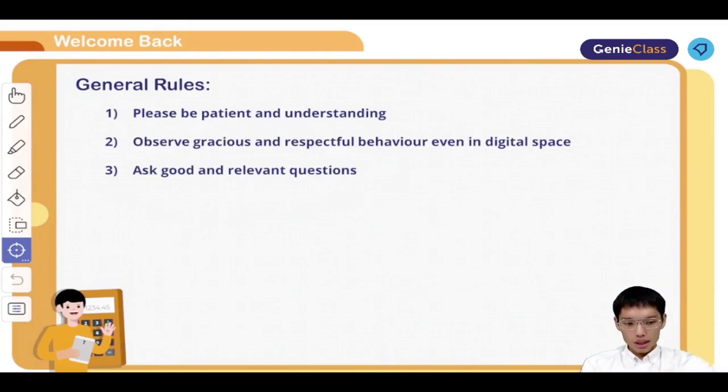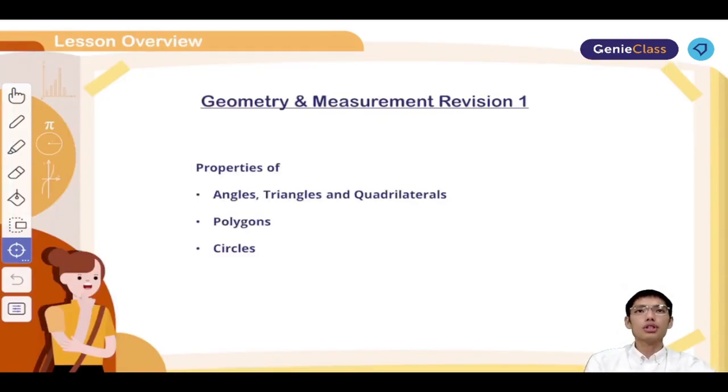Alright, so what are we doing today? Revision again, further up, as your exams are coming near, halfway through. I think your exams are around in 4 months' time, so more revision just to recap the properties of a few things: angles, triangles and quadrilaterals, polygons and circles. So quite a bit of revision over here. Let's get it started, shall we?